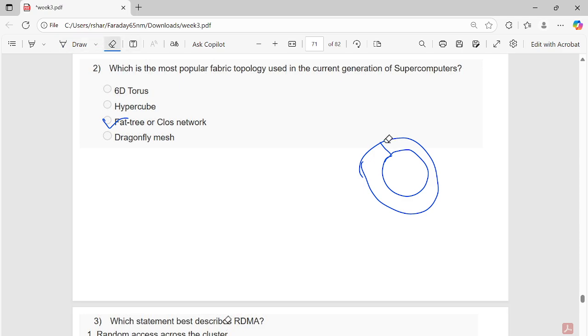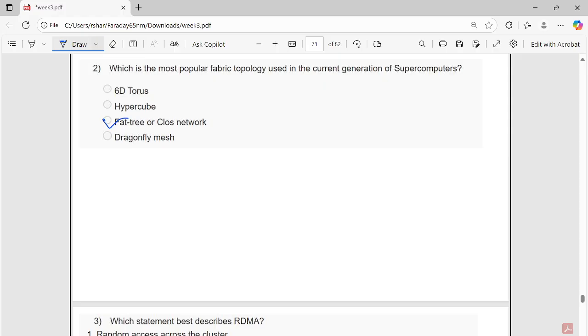This is used in some of the HPC systems, but it has more complex wiring and longer cable length. It will require more cable, and the cable length grows as the dimension increases. So it is less flexible for scalability and it is harder to maintain low latency. Hypercubes connect nodes in an n-dimensional cube structure. So it is good for small to medium clusters, but it becomes complex for larger scales.